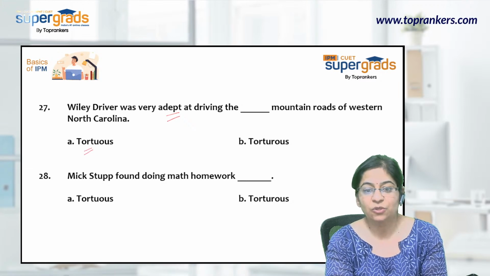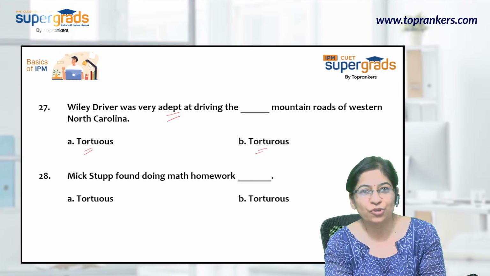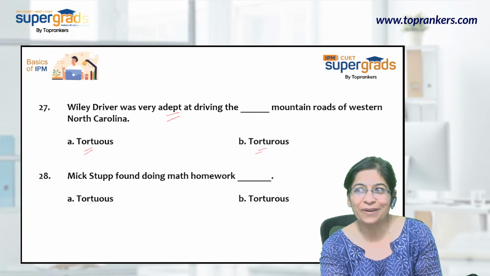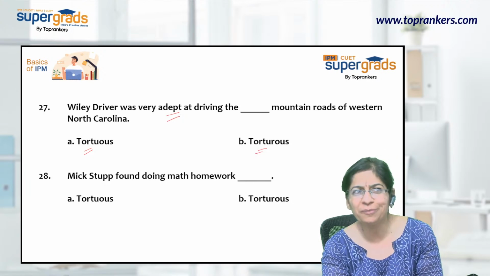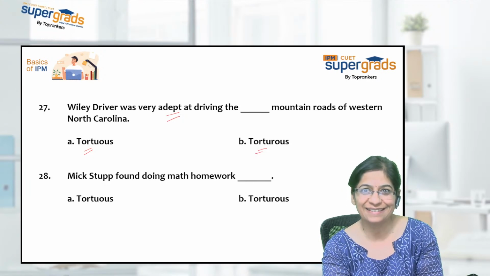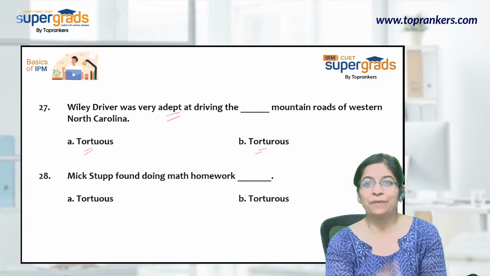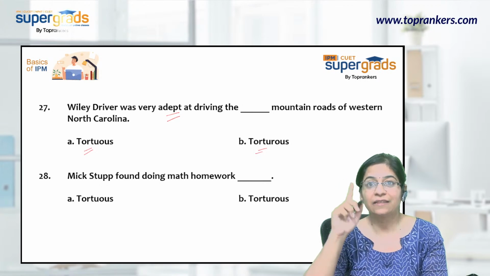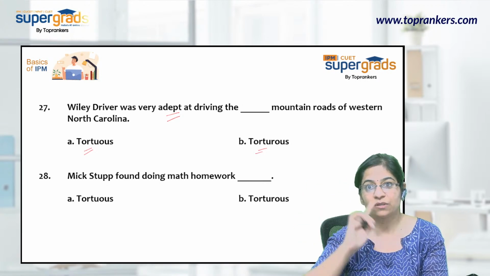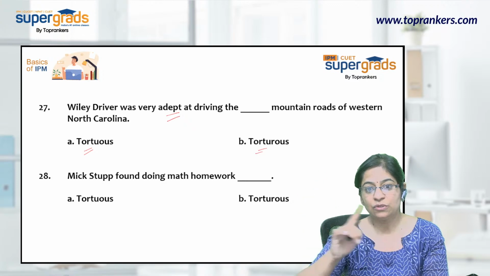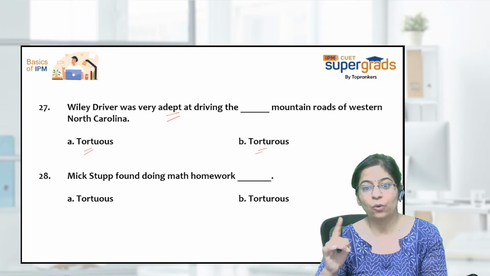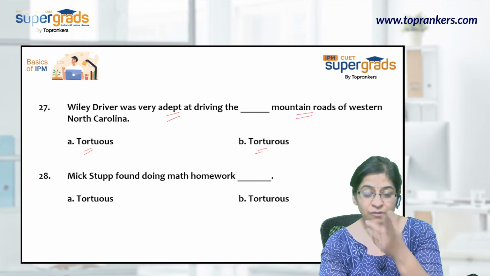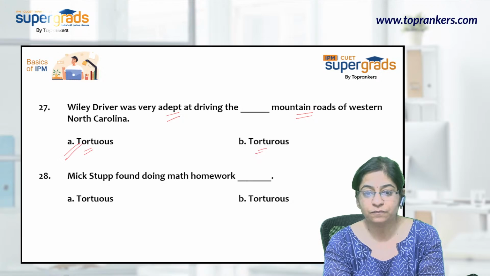Wiley Driver was very adept, that is, proficient, at driving dash mountain roads of western North Carolina. So one is tortuous and the other is torturous. Now, what can be torturous? So you come to attend a class and you find it very boring, but you cannot leave the session. So you probably would say, oh, what a torturous lesson. But tortuous simply means something that's winding, something that goes this way. Like think of the winding roads on a mountain trip. So those winding roads are called tortuous. So we are talking about the mountain roads here. So the best fit here should be tortuous.